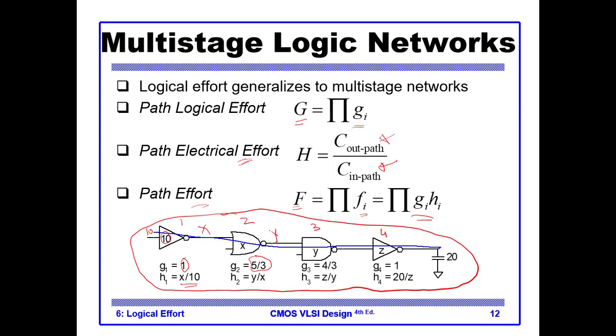have the capacitance Y, and H2 is Y by X, output by input. Here this is a 2-input NAND gate, so the logical effort is 4 by 3, and here we have Z divided by Y. For the fourth stage, we have an inverter with logical effort 1, and H4 is the output capacitance, which is 20, divided by the input capacitance, which is Z.